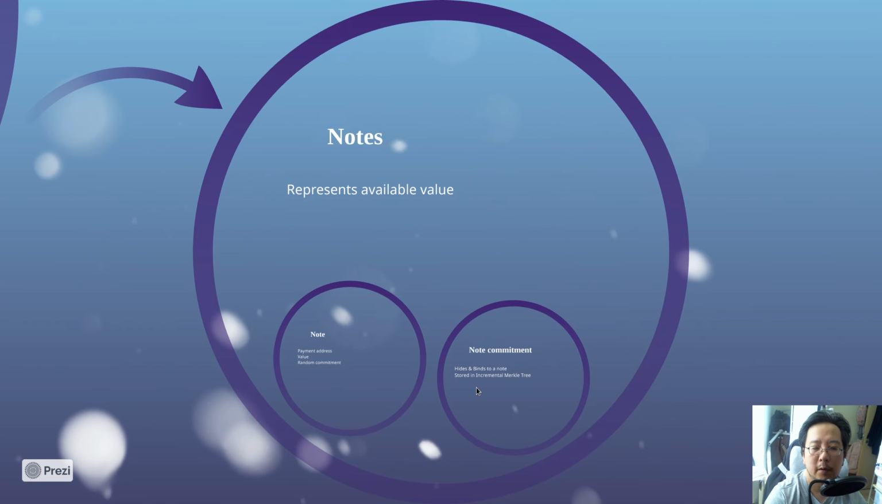So let's talk about notes now. When you're talking about Bitcoin, you have this notion of UTXO, which is the output of a transaction. So when you have a transaction that pays a person, it would take inputs from previous transactions. So the transactions form a graph, which connects inputs to outputs.